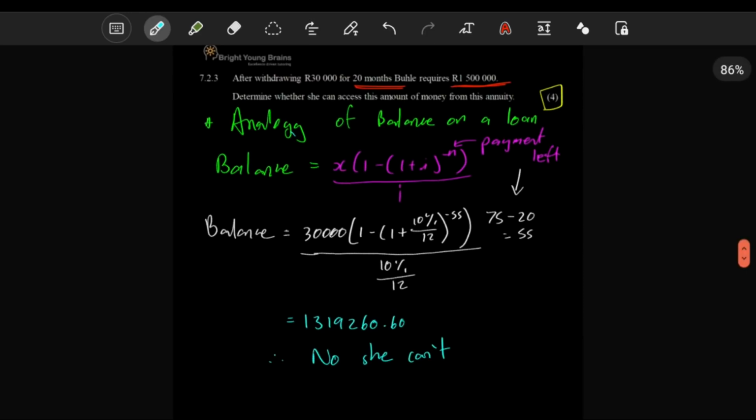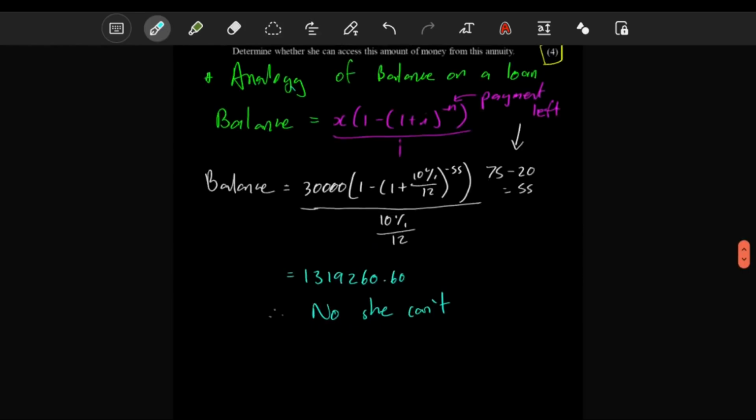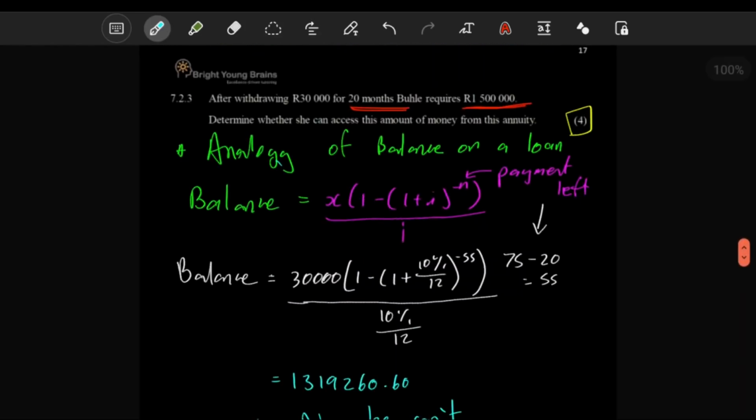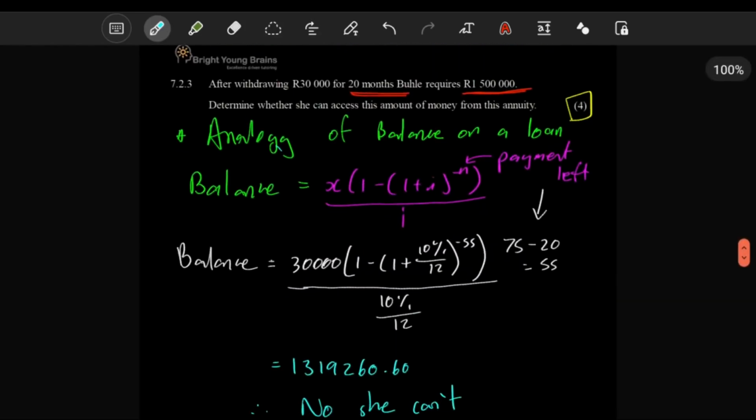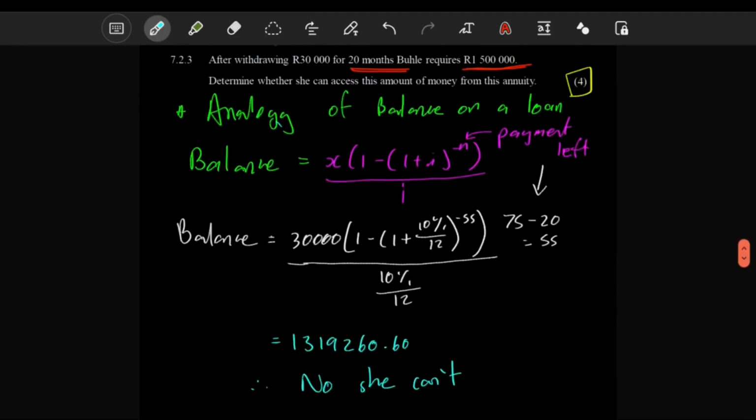So it's important to go through these question papers, because they help you bump into different scenarios of how they ask these kinds of questions. But anyways, let us move on to question number 8 within this paper.